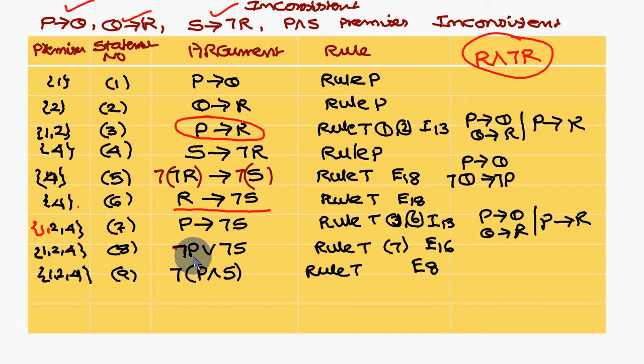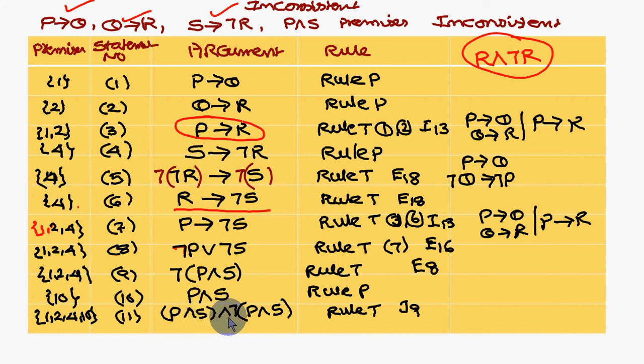So therefore P → R will become ¬P and S. If you look at this one, ¬P and S. Now I am introducing P and S as rule P. If I mix these two statements, 9 and 10, P and S and ¬P and S, this is rule T according to the implication I9.